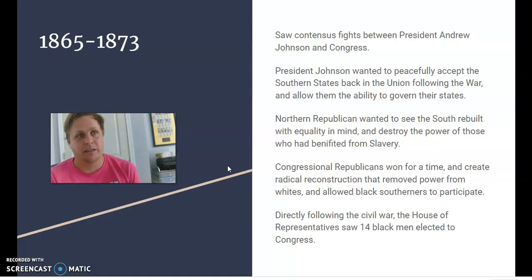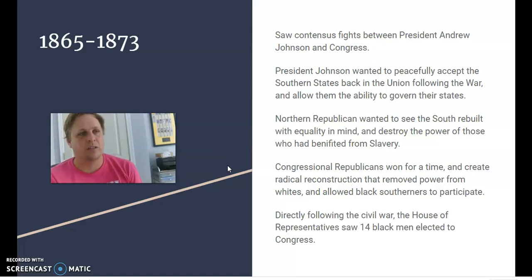Northern Republicans, on the other hand, which again is the same Republican Party you could vote for, if you want to discover the history of the Republican Party, to know where it came from, when it changed, why it changed, I would suggest you do that. But when we talk about Republicans in slavery and the Civil War, it's a different kind of party than what we're talking about today. So these Northern Republicans wanted to see the South rebuilt with equity in mind, equality in mind, and destroy those that benefited from slavery.